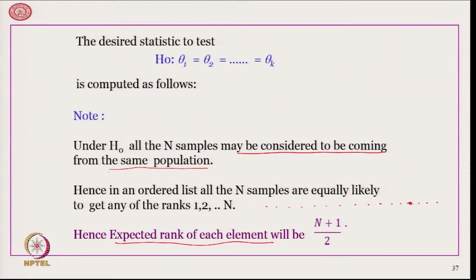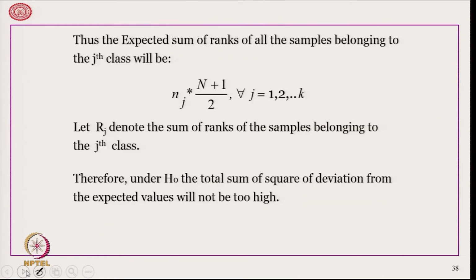That we all know. There are capital N many observations, and therefore, the mean is going to be n plus 1 by 2. Therefore, the expected sum of ranks of all the samples belonging to the jth class is going to be n j multiplied by n plus 1 by 2 for all j equal to 1, 2, 3 up to k. Because each element has the average rank under the null hypothesis, the total sum of rank is expected to be n j times n plus 1 by 2.